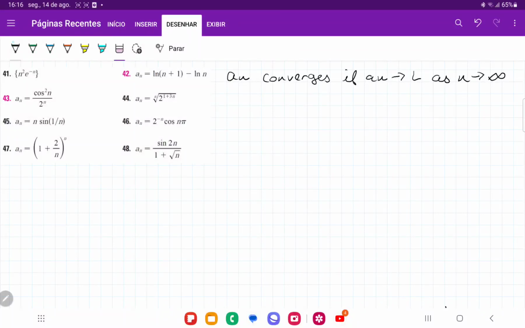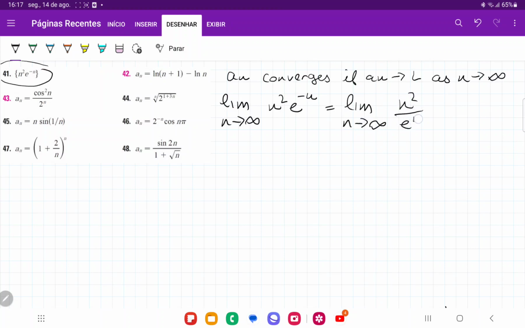So for number 41, we want to find out if the sequence over here converges. Now, a sequence a_n converges if a_n tends to a limit as n approaches infinity. So we're going to take the limit of the sequence and see if we get a defined number. We're going to take the limit as n approaches infinity of n squared e to the negative n, which is the same thing as taking the limit as n approaches infinity of n squared over e to the n.